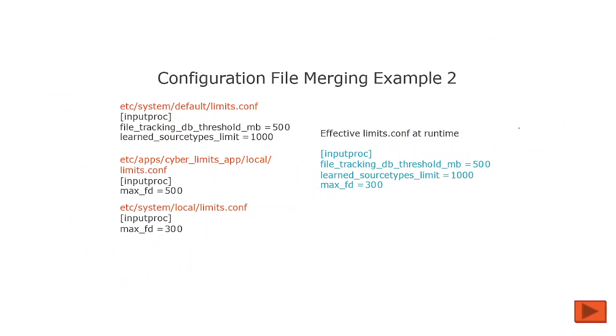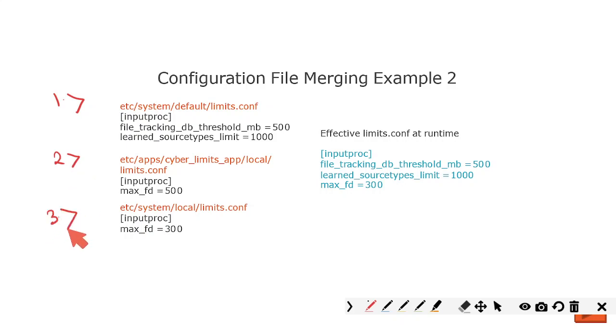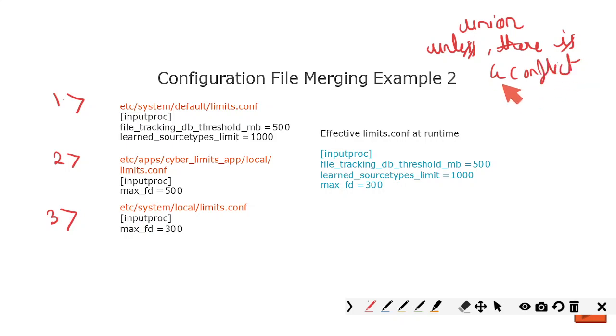So this is the second example which I'm trying to demonstrate. Again, you can see this is the first limits.conf, this is the second, this is the third. All the limits.conf files are residing in different locations. In the first example, we have seen it is the union of all the configuration unless there is a conflict. So it's always a union of the configuration unless there is a conflict.